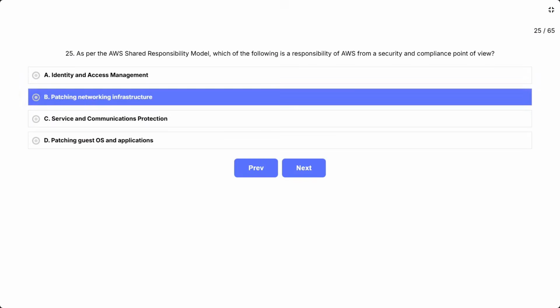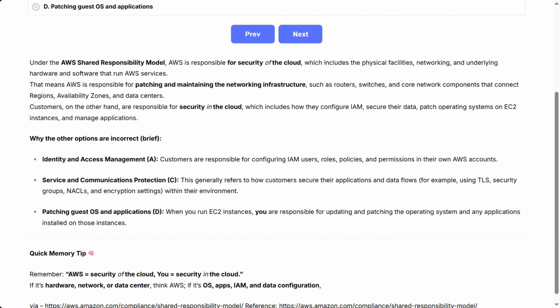Patching networking infrastructure. Under the AWS shared responsibility model, AWS is responsible for security of the cloud, which includes the physical facilities, networking, and underlying hardware and software that run AWS services. That means AWS is responsible for patching and maintaining the networking infrastructure, such as routers, switches, and core network components that connect regions, availability zones, and data centers. Customers, on the other hand, are responsible for security in the cloud, which includes how they configure IAM, secure their data, patch operating systems on EC2 instances, and manage applications.